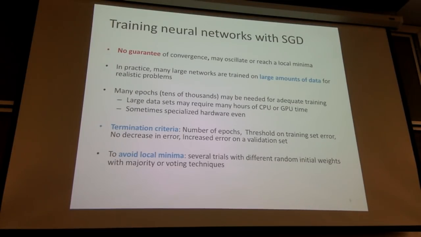So you could ensemble all these things, or you could take the best classifier according to what metric? According to the same things that we use for termination. So it could be training set loss, it could be the error on a validation set or something like that. Questions? This is all essentially about number of epochs and initialization.